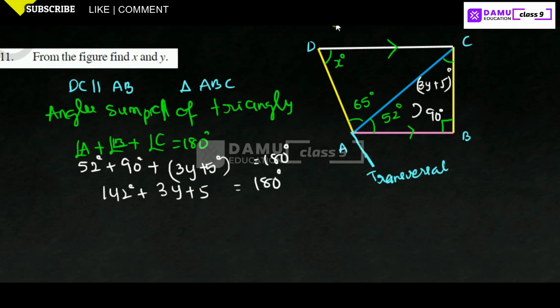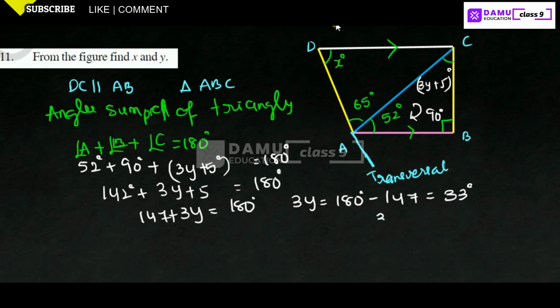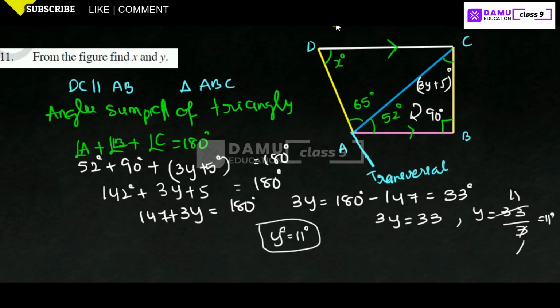So from this, 147 plus 3y will be equal to 180. Then 3y will be equal to 180 minus 147, so you will get 33 degrees. Then 3y will be equal to 33. Then y will be equal to 33 by 3. So 3 ones are 3, 3 elevens are 33. That is 11 degrees. So y will be equal to 11 degrees. That is the value.